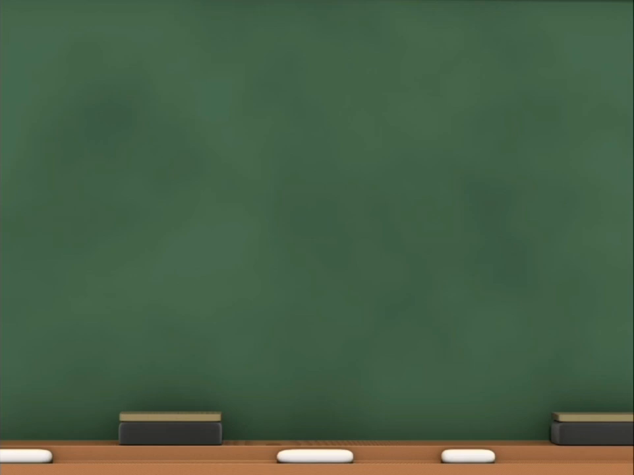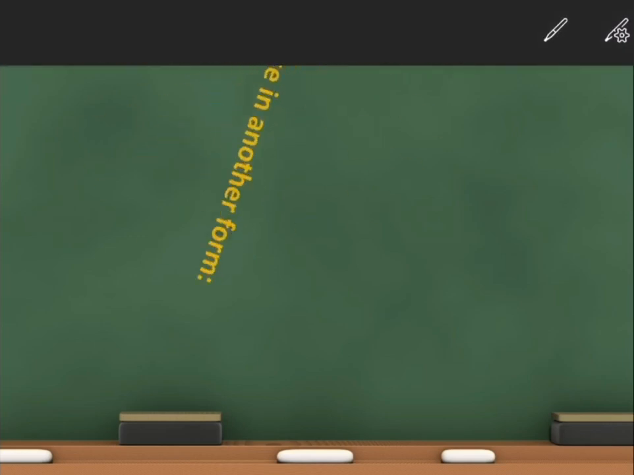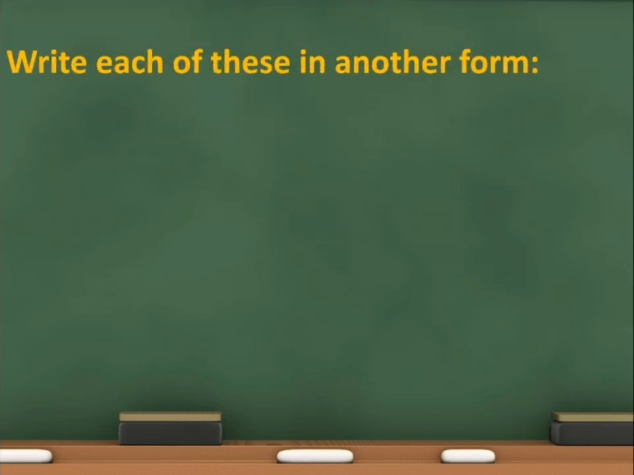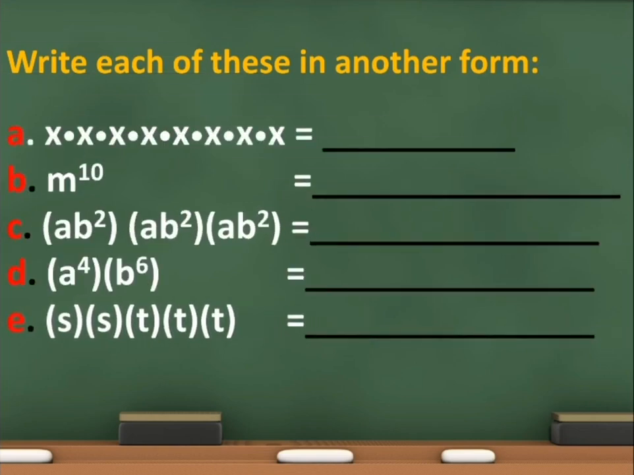Ang pag-aaralan natin ngayon is multiplication of monomial. Sa una nating activity, write each of these in another form. So for letter A, x times x times x times x times x times x times x is equal to x raised to the 8th power. Letter B, expand naman natin yung m raised to the 10th power.